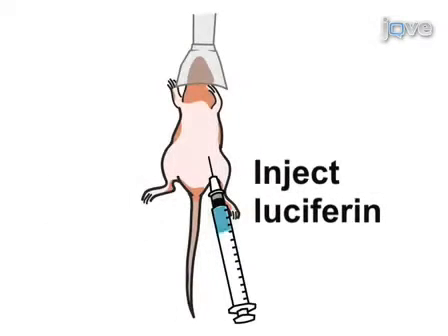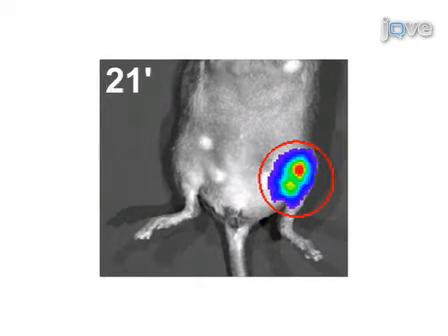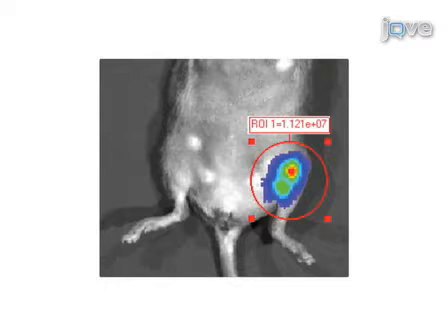Since these cells have been modified to express firefly luciferase, they can be tracked by bioluminescence imaging in order to determine whether they home to the site of injury and have therapeutic effect.